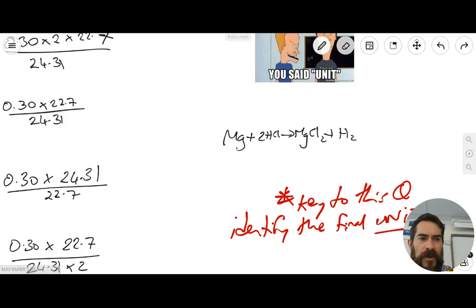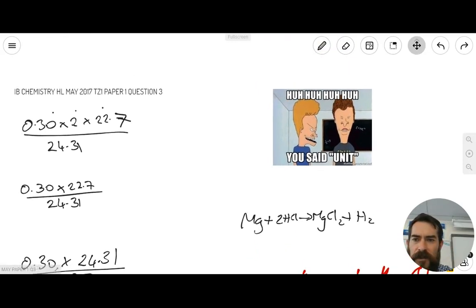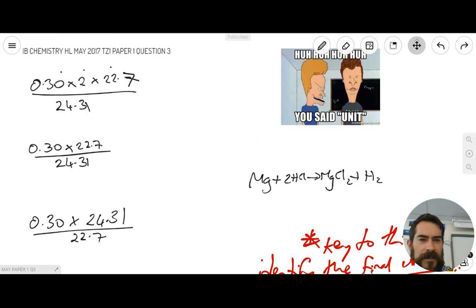In this question, question 3 from paper 1, we're looking at the concept of units, attributing units to numbers. Now, this is very much a skill that you would use in topic 1 stoichiometry, but it goes across all calculations that you would perform for any IB subject that involves numbers.